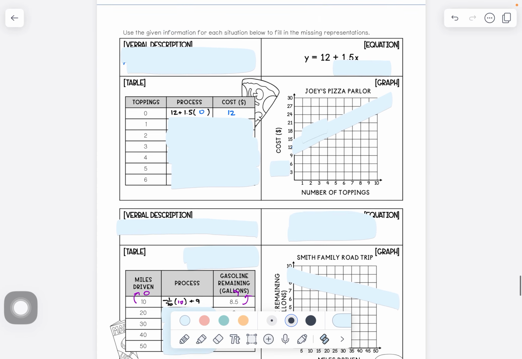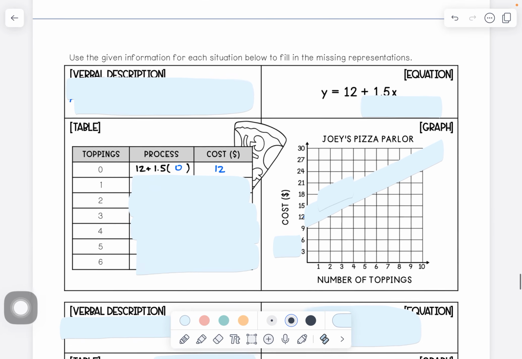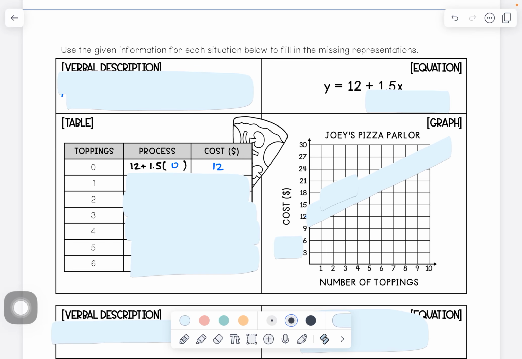And we have 2 here, okay? The first one, I blocked out some things, all right? They don't give us a verbal description, but they do give us the equation to start, 12 plus 1.5x. And we're talking about Joey's Pizza Parlor. So you want to think in your mind, what could the 12 represent if it's a flat rate? And then what could the 1.5 represent if it's the part that's growing?